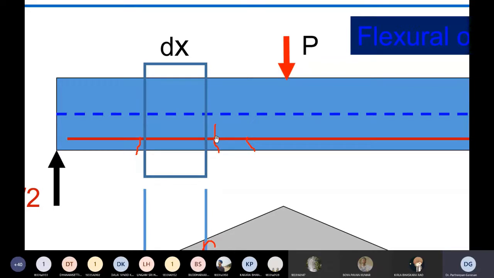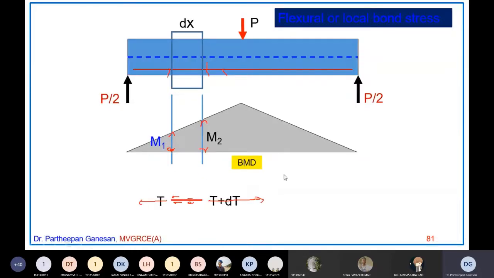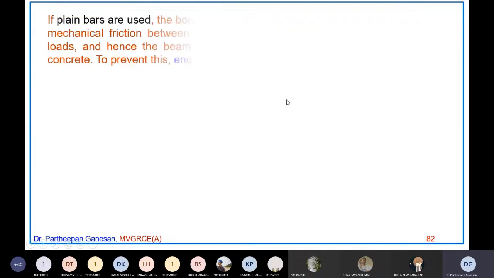So researchers are saying recently that it is not the variation of tensile force or the variation of bending moment that is causing the bond or local stress. It is due to the crack. There is a variation in the stress. Local stress variation is there, that is what they are saying. That is the local bond stress or flexural stress.